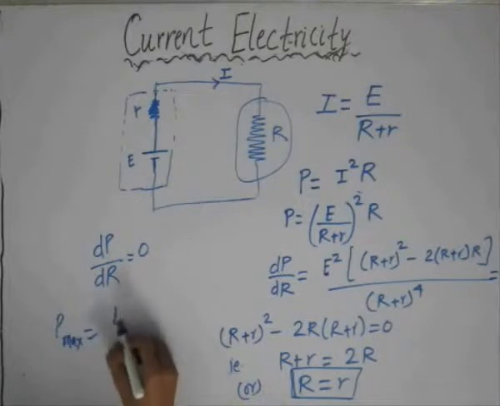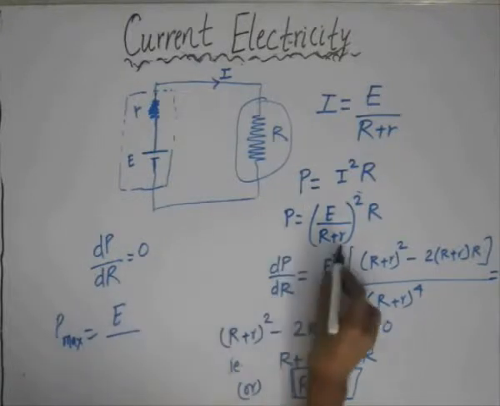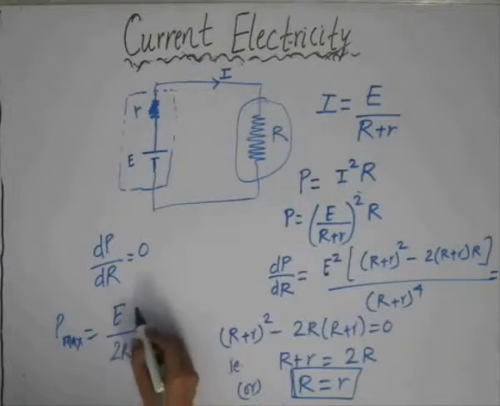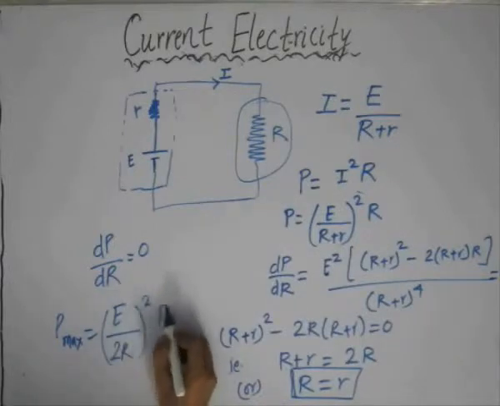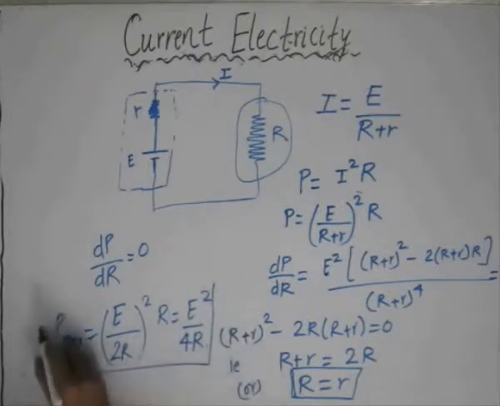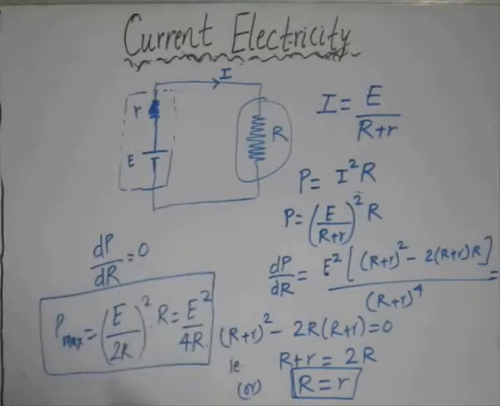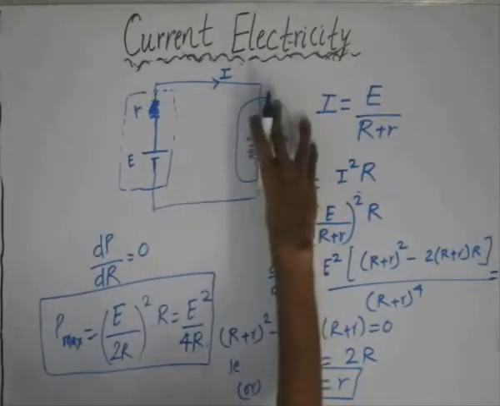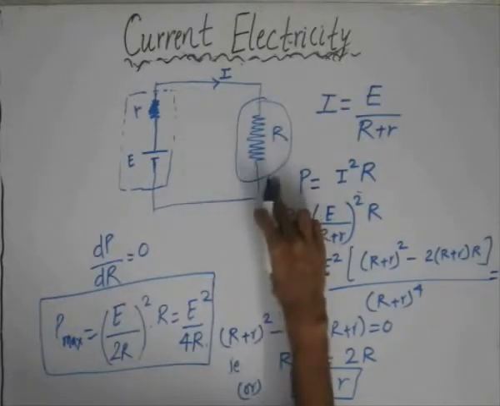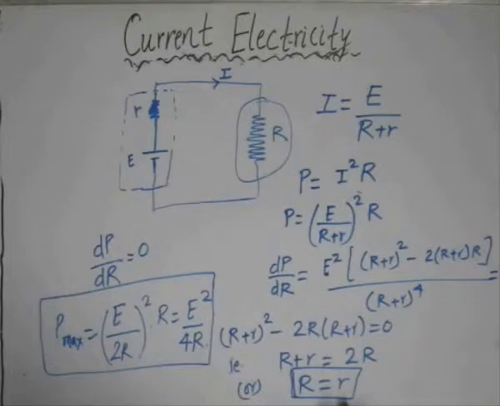So the maximum power delivered is E upon, since we have substituted small r as capital R, 2R, squared, times capital R. This will give us the answer E squared by 4R. This is the value of the maximum power that is delivered to a resistance R. And this condition is obtained when the value of this external resistance R is equal to the value of the internal resistance of the cell, that is small r.